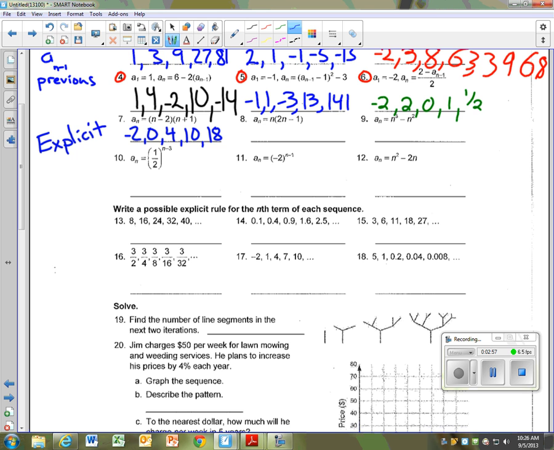All right. Try 8 through 12 and see if you can get 8 through 12 on your own now. These are all explicit, okay? Explicit. Go ahead. I'm going to pause the video now.